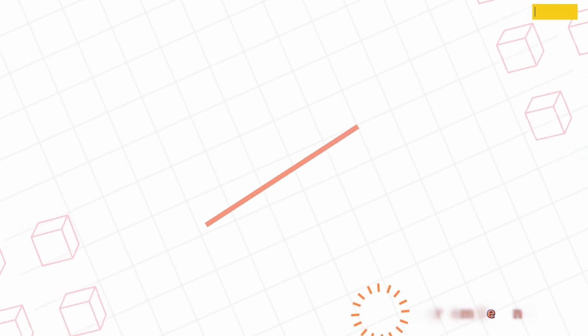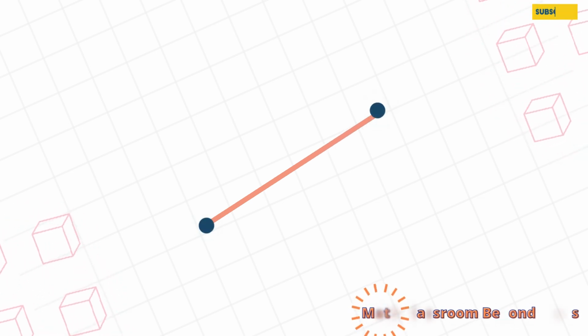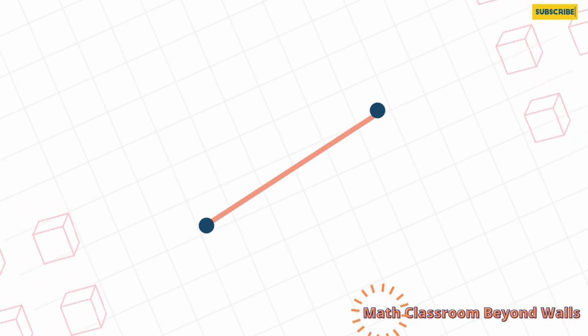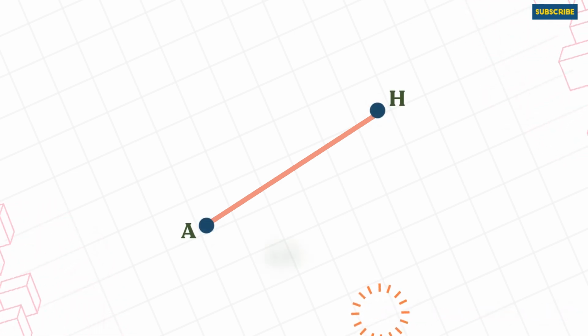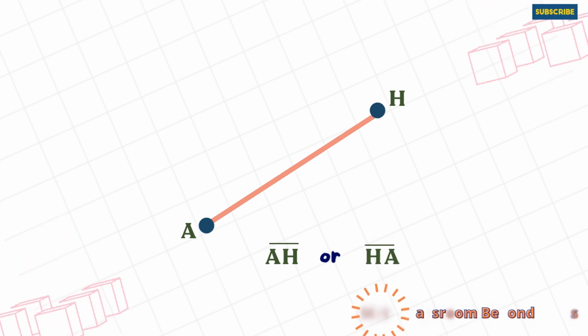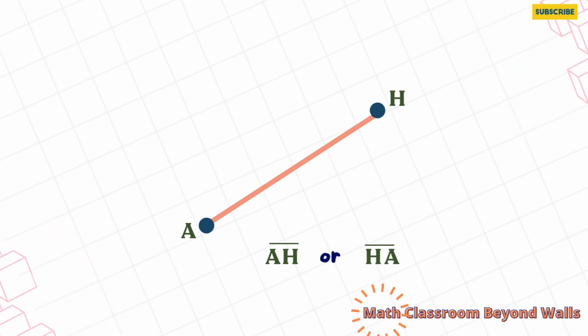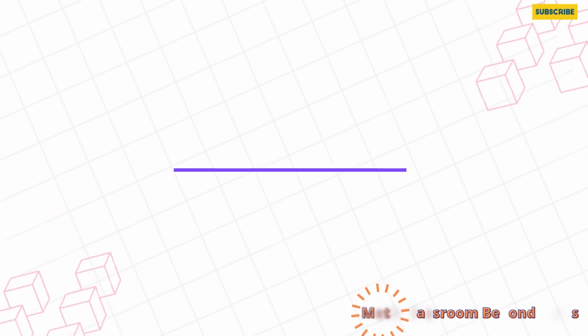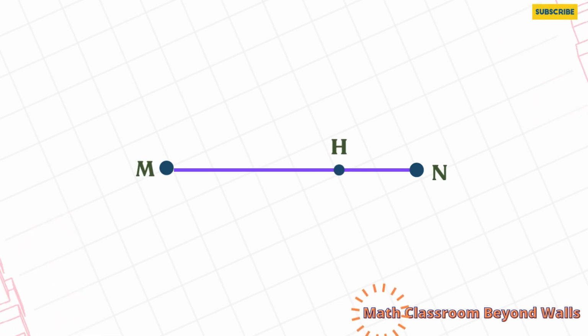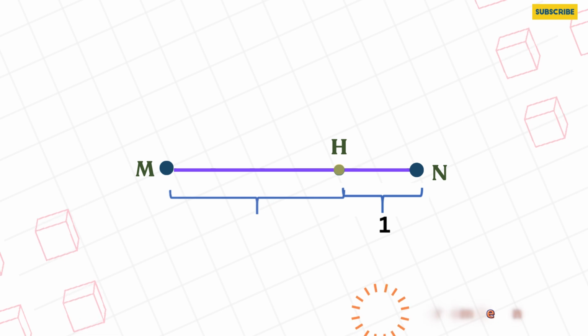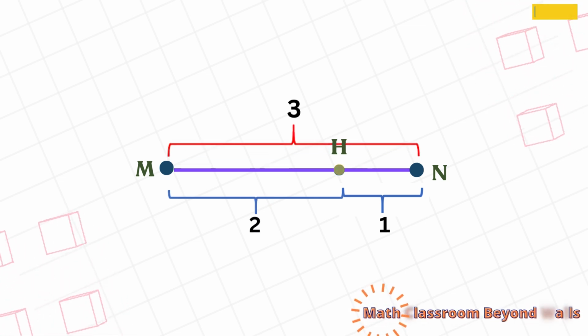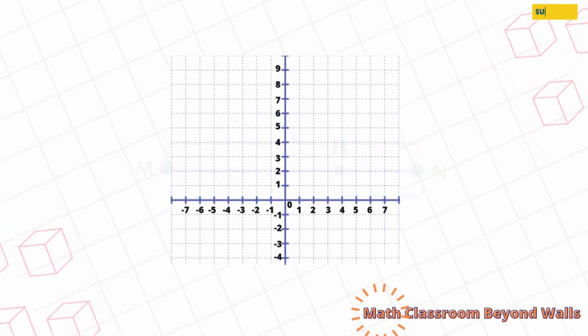Hi learners! In today's video, you will learn how to partition a directed line segment on the coordinate plane without using a formula. More specifically, you will learn a quick way of locating the point that will divide a directed line segment into two parts with a given ratio without, as I said, memorizing any formula.